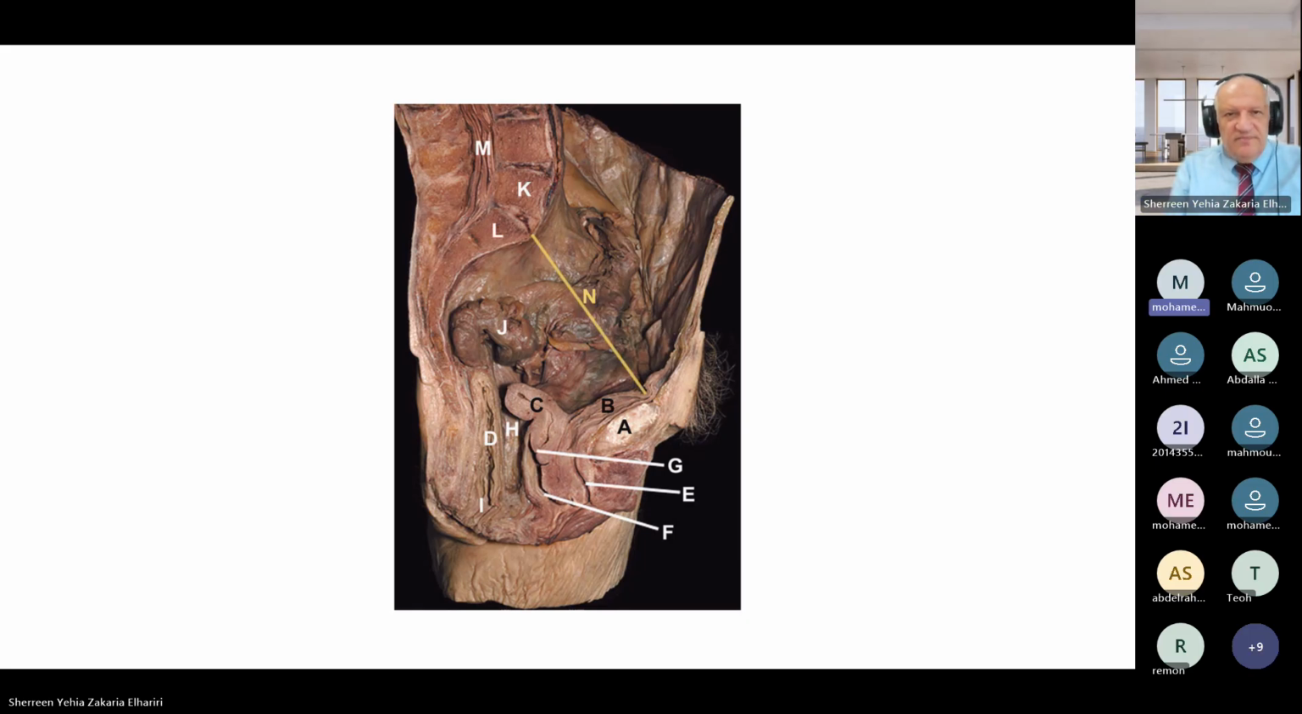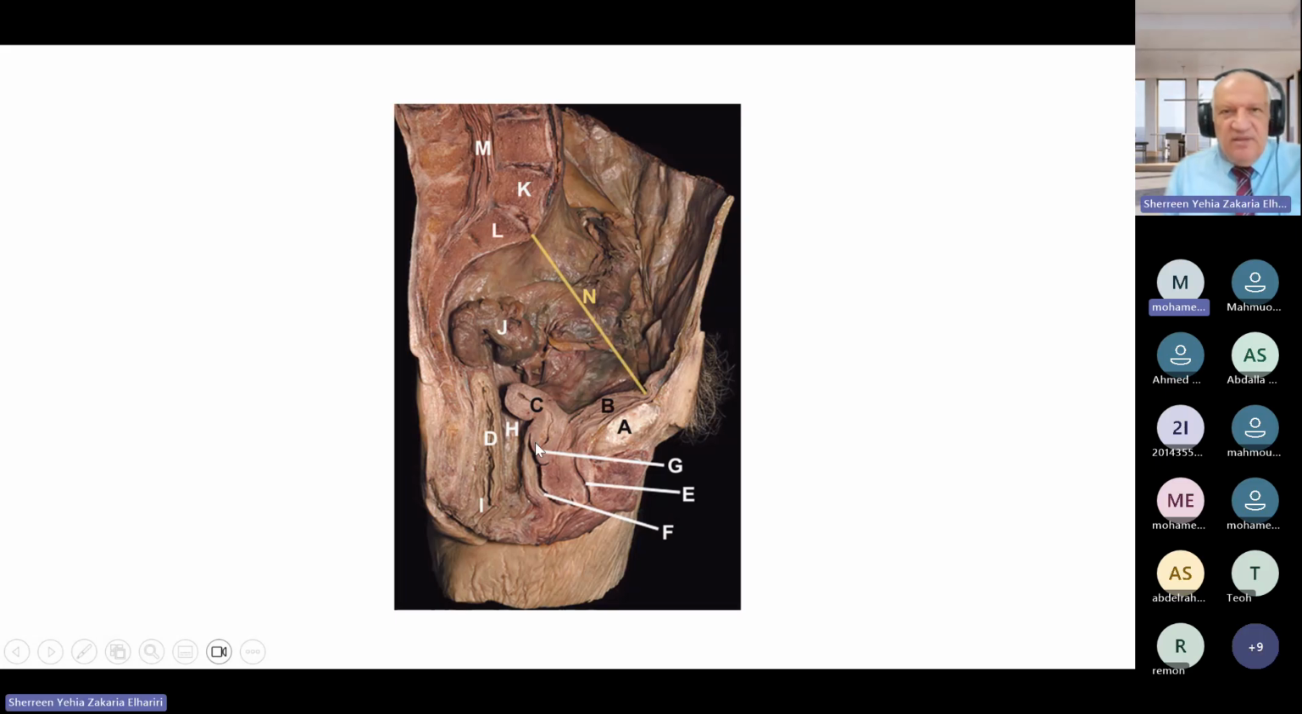Where is G? Oh, okay. G is the cervix. Cervix of the uterus. Say again, G, cervix. G is this one? This one, G. Yes, cervix. Okay.